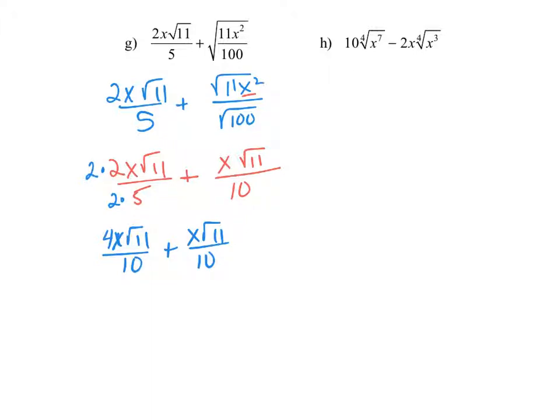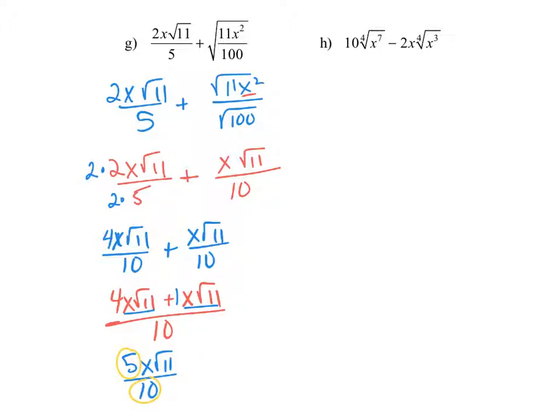Now we can add the numerators together, 4x square root of 11 plus x square root of 11 all over 10. We're getting there. 4x square root of 11 plus x square root of 11. These are like terms, so we have 4 of them plus 1 more of them will give us 5x square root of 11 over 10. Now the 5 and the 10, you can simplify that just one step further to get x square root of 11 over 2 as our final answer.